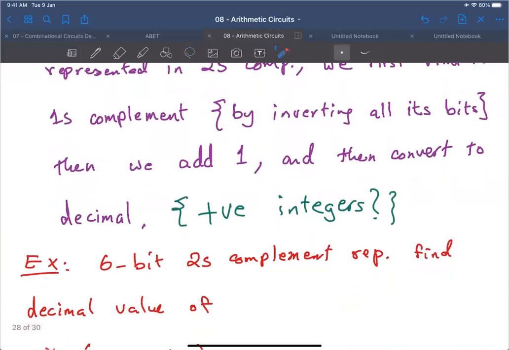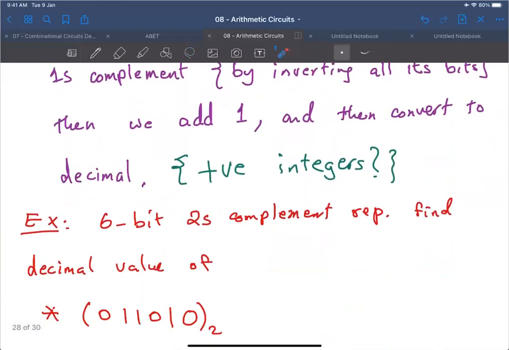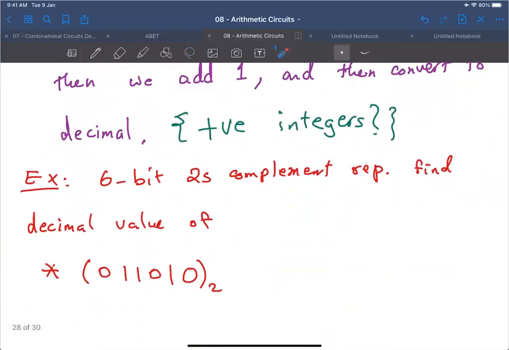Let's take an example. 6-bit 2's complement representation. Find the decimal value of this number. What is the value of this number in decimal? Who can tell me? We first add 1, then flip all the bits. I just want to find the value of this number, right? First of all, let me ask you this. Is the number positive or negative? It's positive. So for positive numbers, what do we do? Regardless of the representation, what do we do with positive numbers?